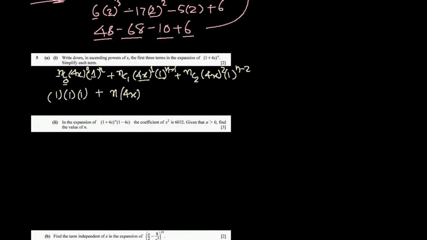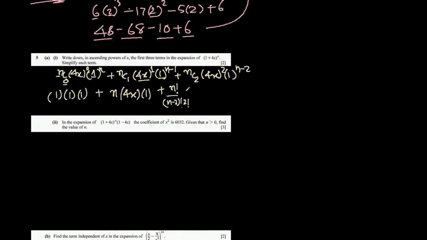And 1 to the power anything is 1. So just 1. Plus nC2 will be n factorial, right? Let's write factorial. Let me show you how we got this, okay? So n factorial over (n minus 2) factorial times 2 factorial. This is what nC2 will be written as.